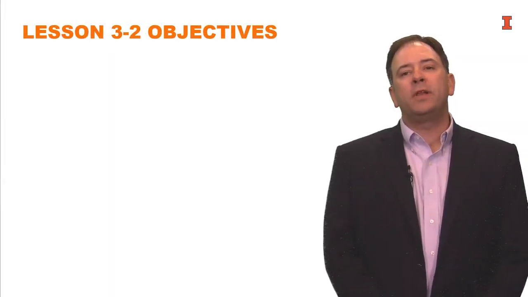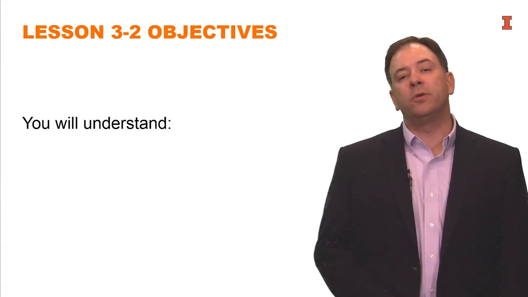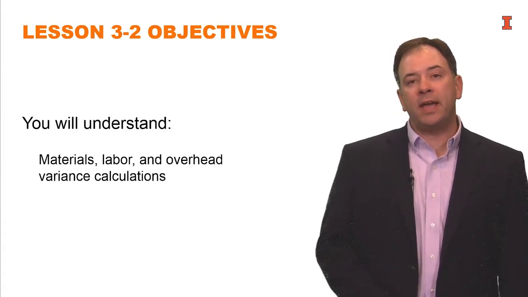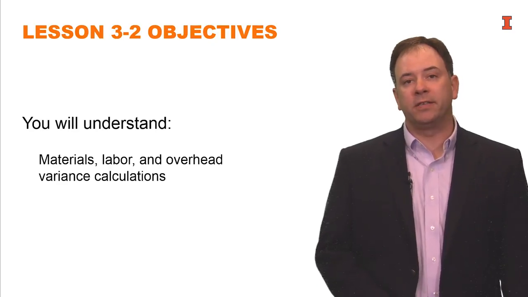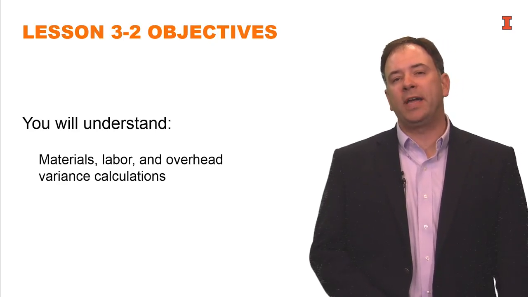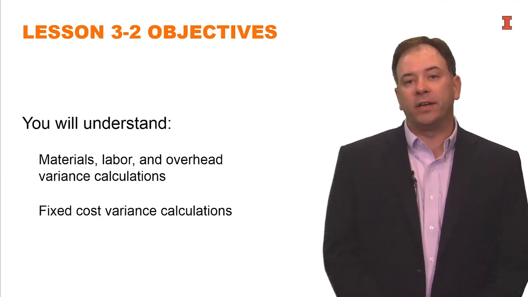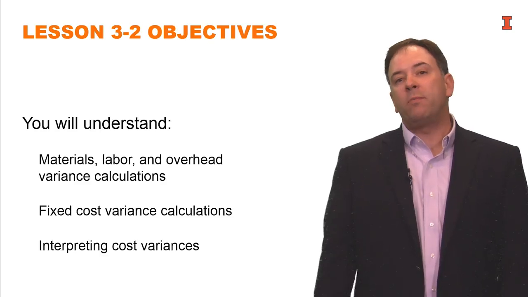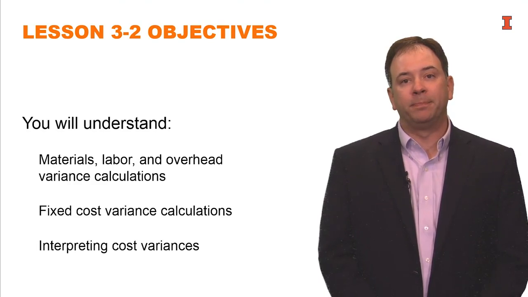Now moving into Lesson 3-2. Our objectives in this lesson are to understand materials, labor, and overhead variance calculations, so our variable cost variances. We'll get into the nuances of how we calculate those. We'll do the same thing for fixed cost variance calculations. And then we'll talk about interpreting these cost variances as we calculate them.